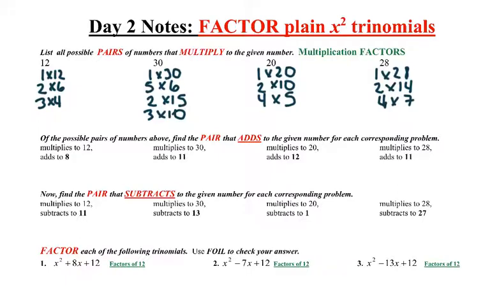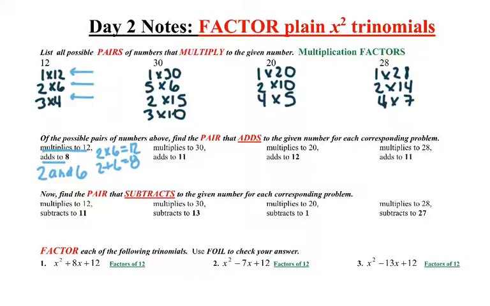Because then we're going to have to go through the pairs and they'll say, okay, of all the possible pairs that multiply to 12, which ones add to 8? So looking at these three pairs of numbers, which ones add to 8 and multiply to 12? 2 and 6, right? 2 times 6 is 12, 2 plus 6 is 8.